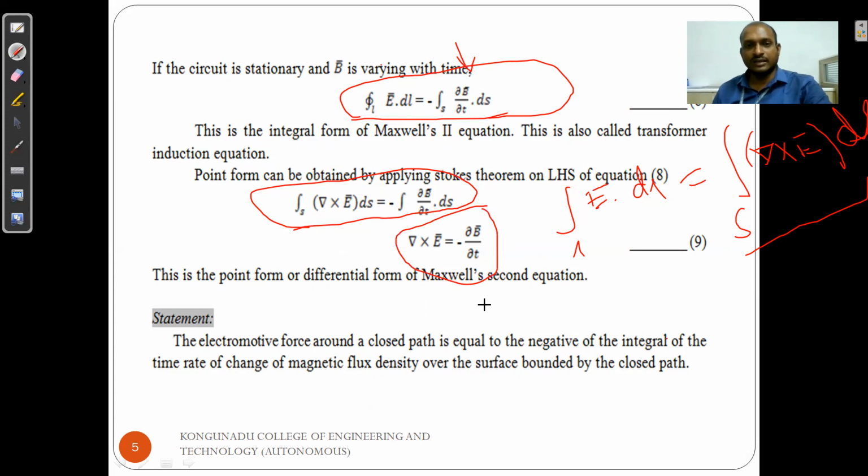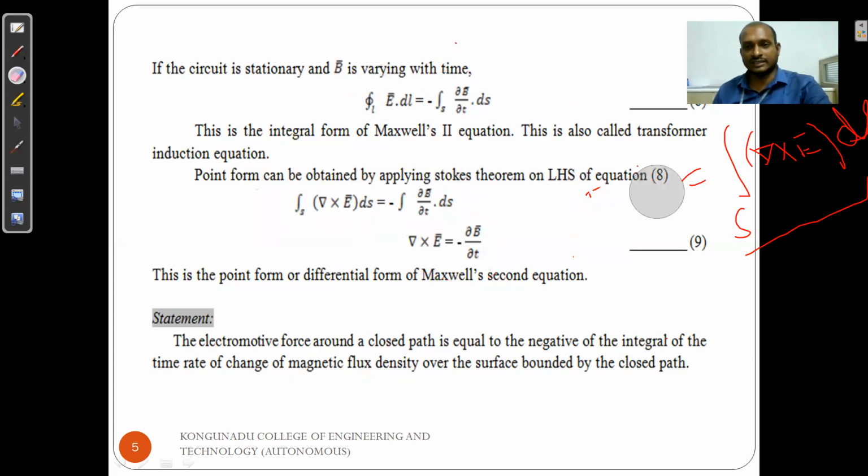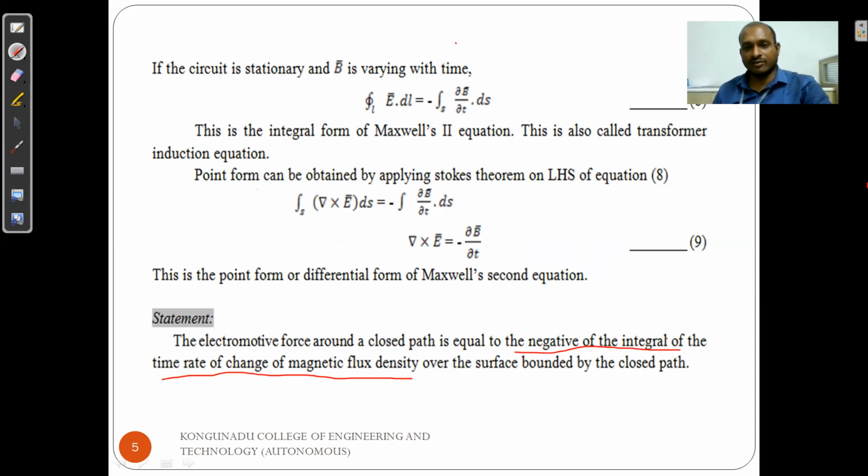So this is Maxwell equation 2. This is derived from Faraday's law of electromagnetic induction. The statement is: the electromotive force around a closed path is equal to the negative of the integral of the time rate of change of magnetic flux density over the surface bounded by the closed path. That is, the negative rate of change of magnetic flux density over the surface bounded by the closed path. So this is Maxwell equation 2.